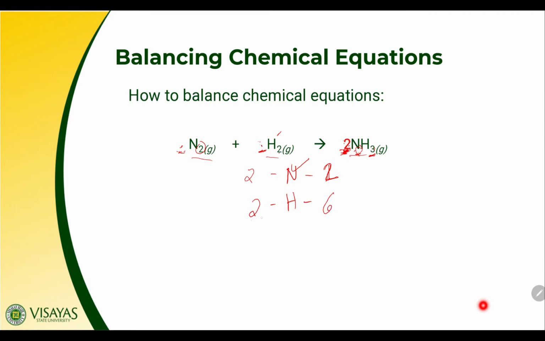So therefore, the number of hydrogen atoms is not yet balanced. So what we do is we add a coefficient 3 for hydrogen, because when we multiply 3 by 2 here, we get 6. So now we have balanced all the atoms in this equation. So this is now our balanced chemical equation.